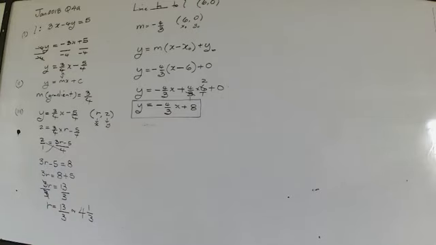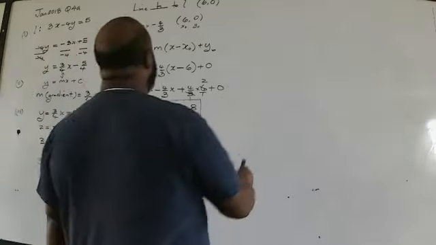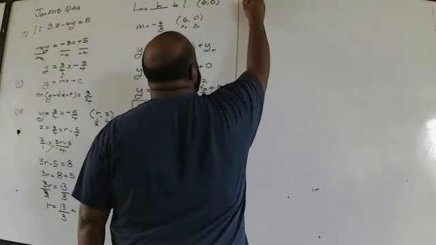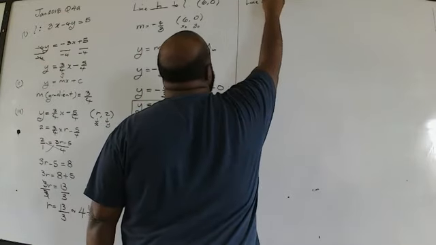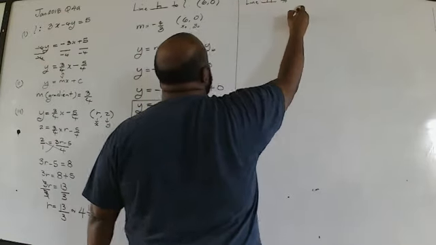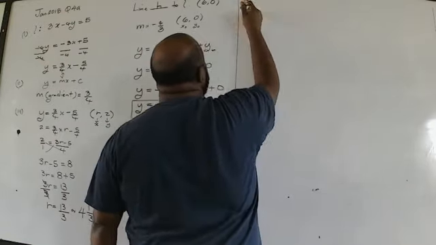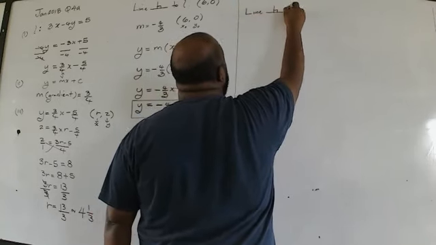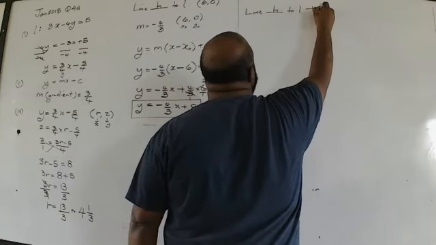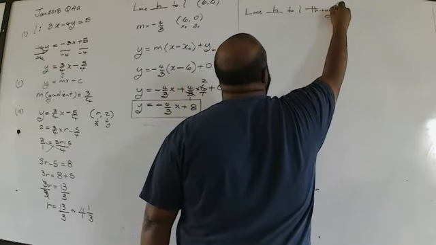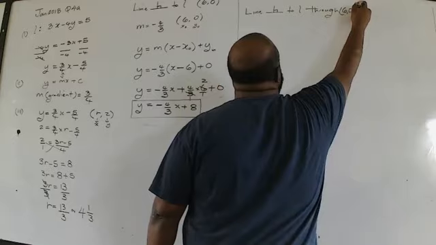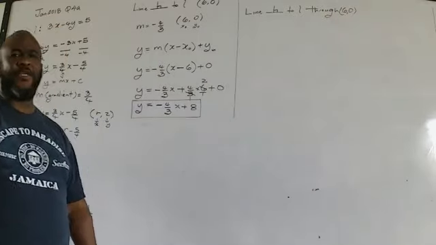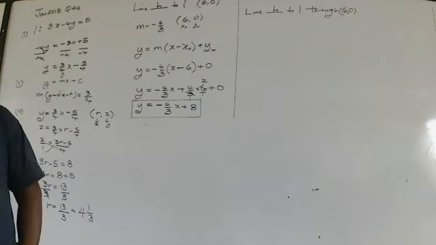Now, how would Mr. Gale's and Mr. Brown's students do the same question? Line perpendicular to L through 6, 0. Alright, now for you to find the equation of any line, you need two things.